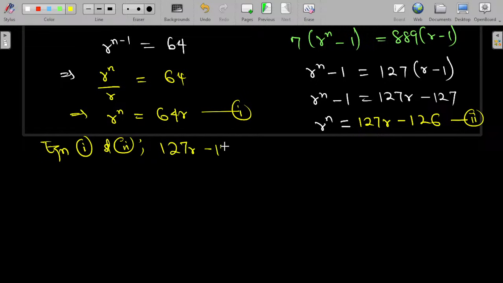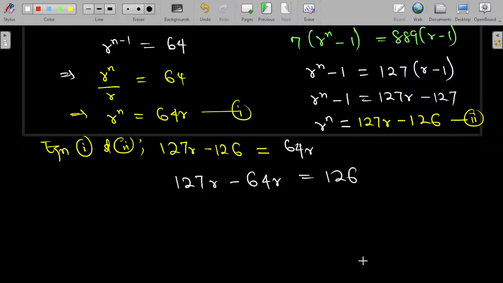So equating equation 1 and 2 is going to give us 127r minus 126 should be equal to 64r, since both of them are the same. So their right hand side should be the same as well. So you now collect like terms, and so you have 127r. This coming here will be minus 64r is equal to this one over here will be 126.